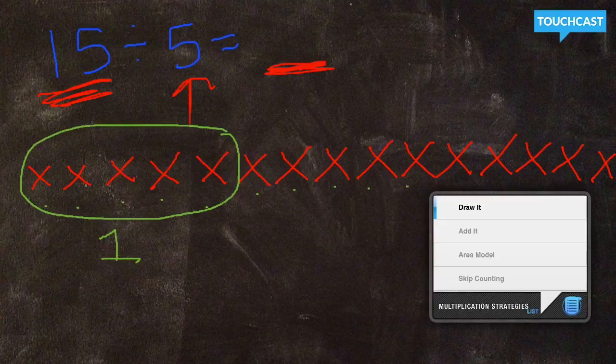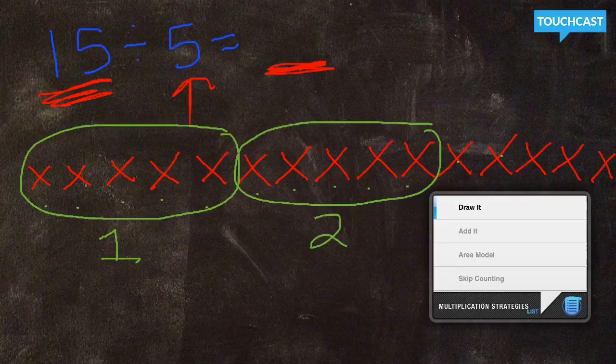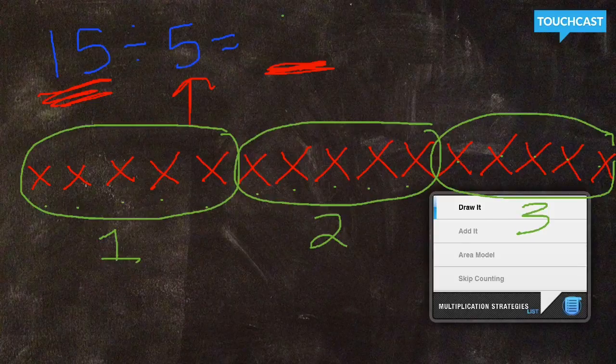1, 2, 3, 4, 5. That's 2 groups of 5. 1, 2, 3, 4, 5. And that's 3 groups of 5. So 15 divided by 5 then is 3.